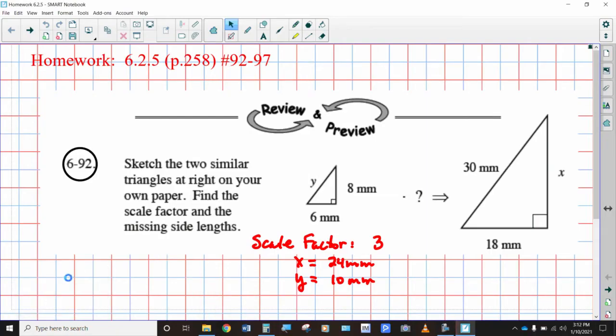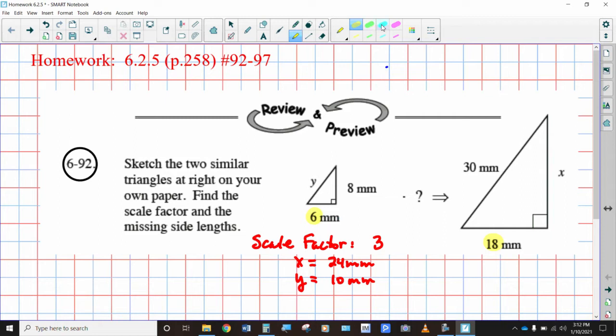All right, let's take a look at our homework for lesson 6.2.5, starting with problem number 92. It says, sketch the two similar triangles at the right on your own piece of paper and find the scale factor. Okay, so remember, finding the scale factor, we are going to highlight the... what am I looking for?